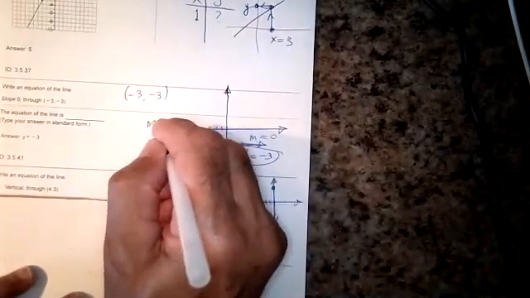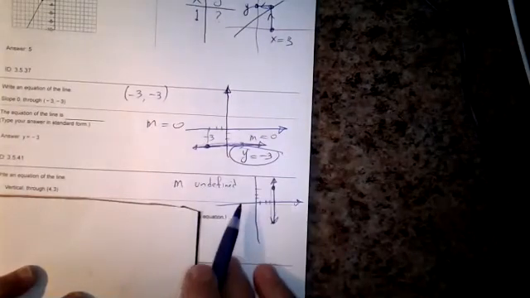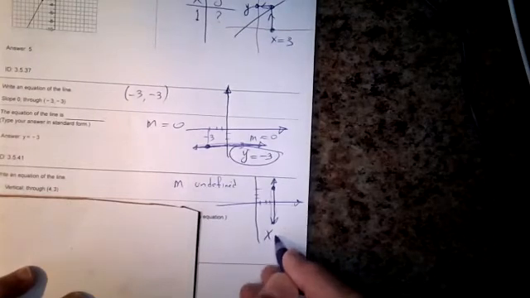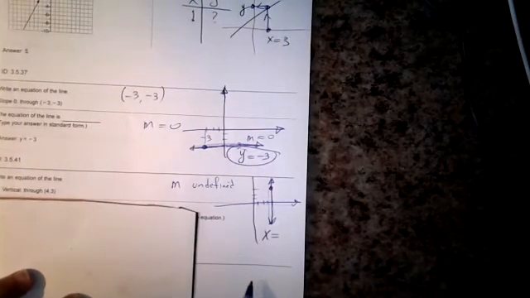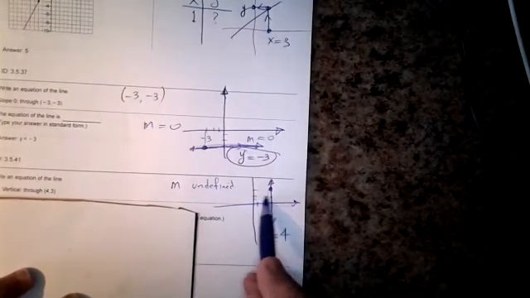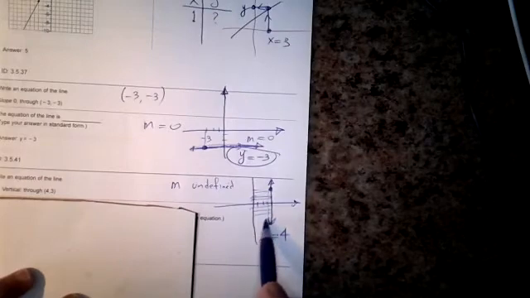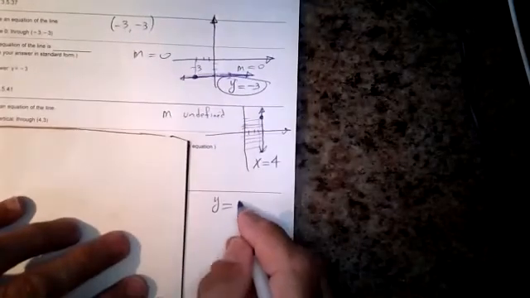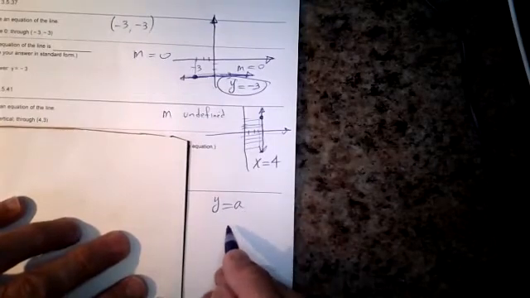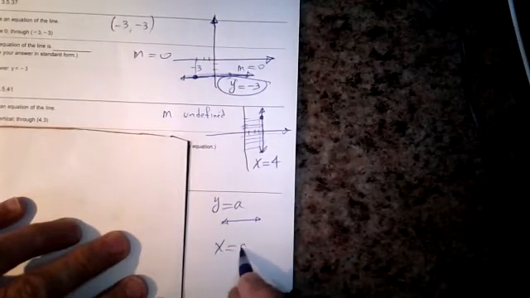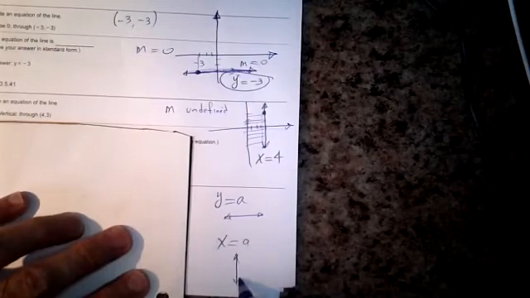But here the slope was 0, right? Horizontal line. So for all vertical lines, the equation is x equals something. So here it would be x equals 4, because every point on this line has the same x: x is 4, 4, 4, 4. So y equals a number, whatever that number is, positive or negative, is always a horizontal line. x equals a number is always a vertical line.